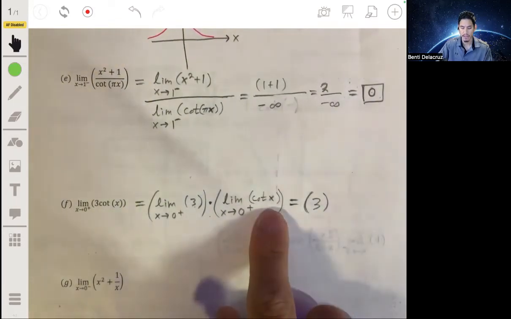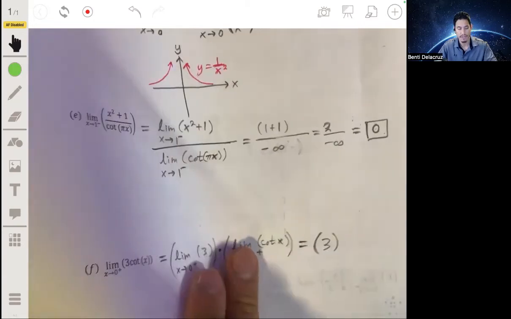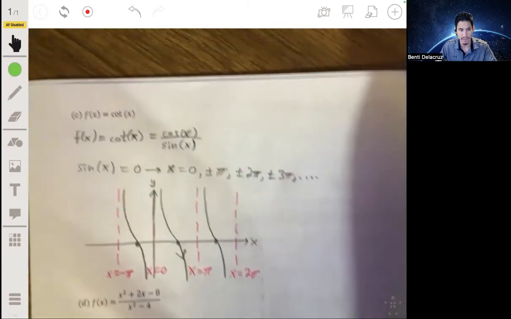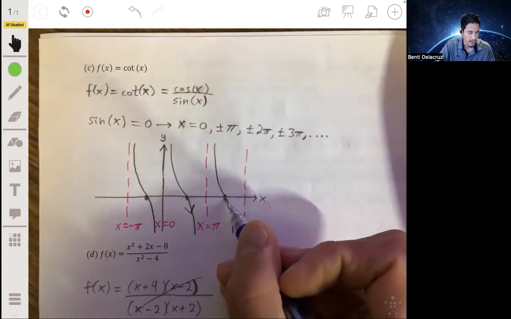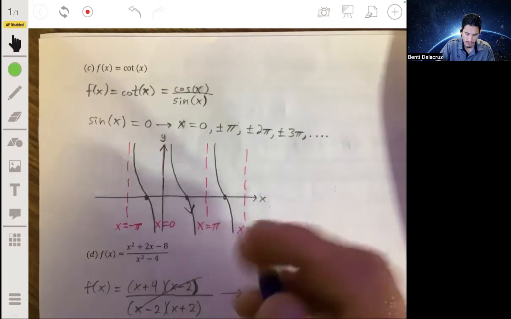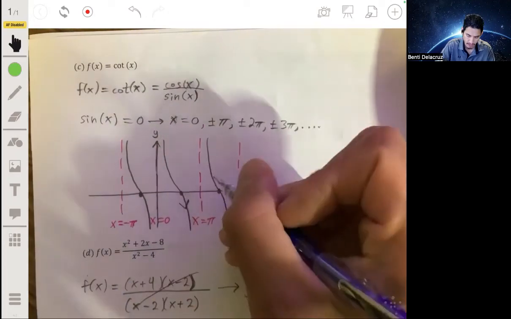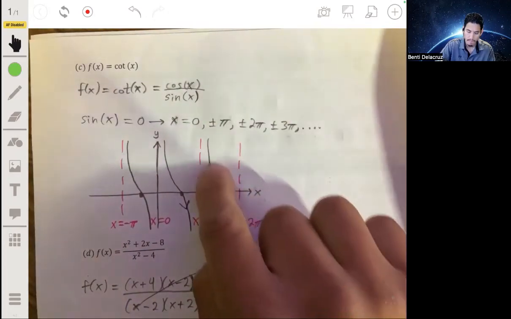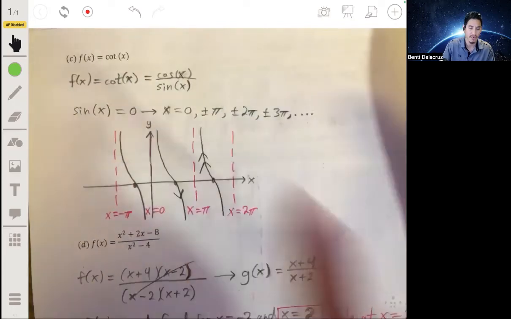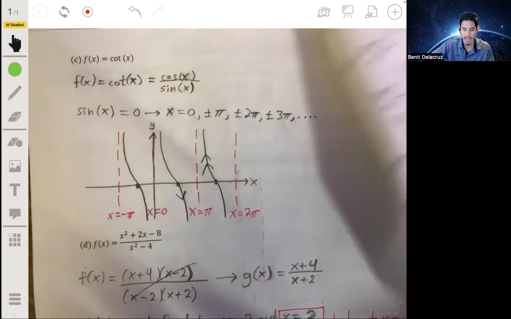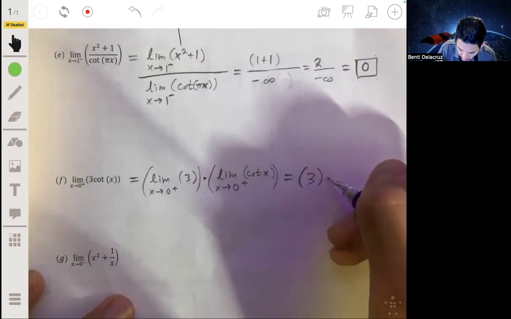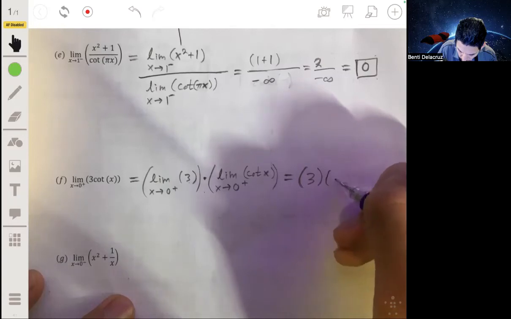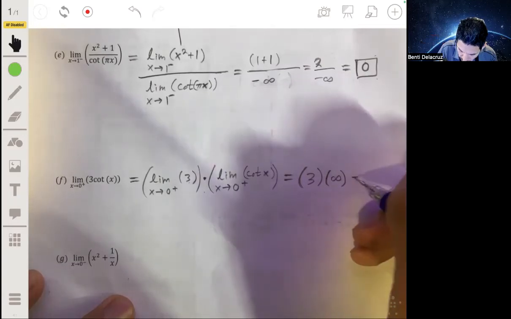And again, the limit as x approaches 0 from the positive side of the cotangent function is going to be infinity. But let's just refer back to it in case you need a refresher. We're coming from the positive side, remember? So we're approaching this, but from this side. So we're coming along this line, and this will go infinitely large. So what we're going to have is essentially 3 times infinity, which will just be infinity.